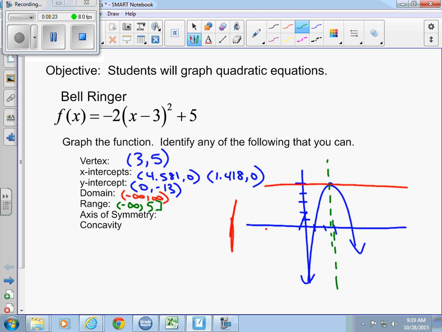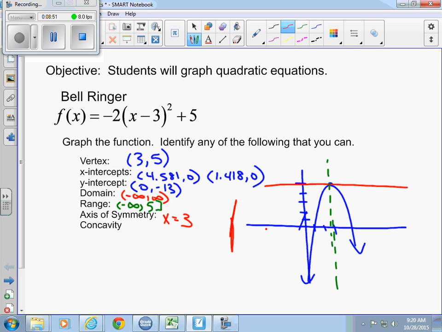What's the equation of a vertical line? X equals, and what does X equal? Won't that always be the X value of the vertex? X equals the X value of the vertex. That will always be the line of symmetry. So these are some things we're going to learn today.